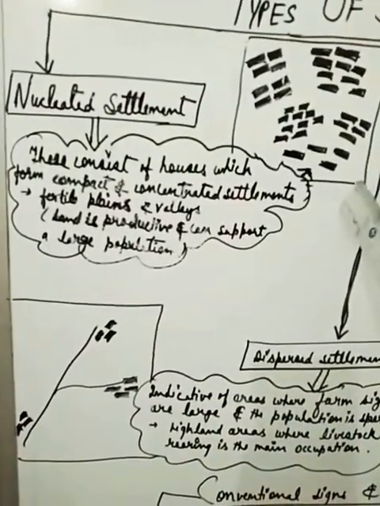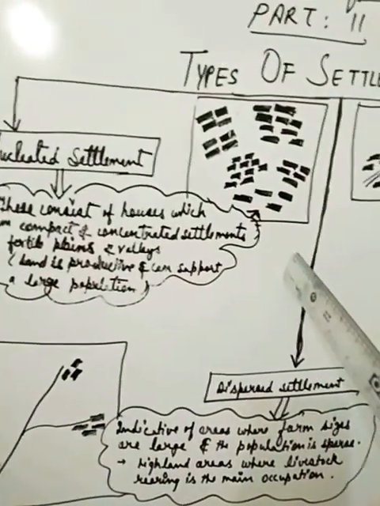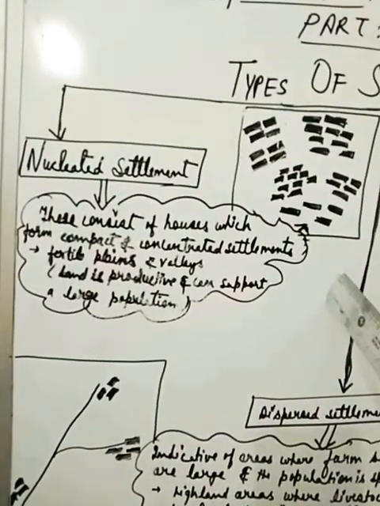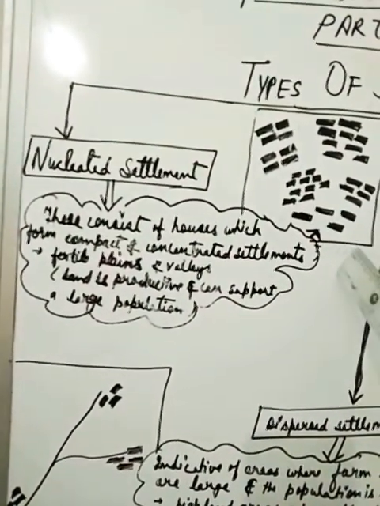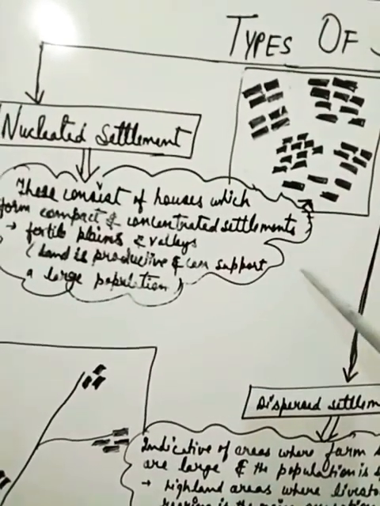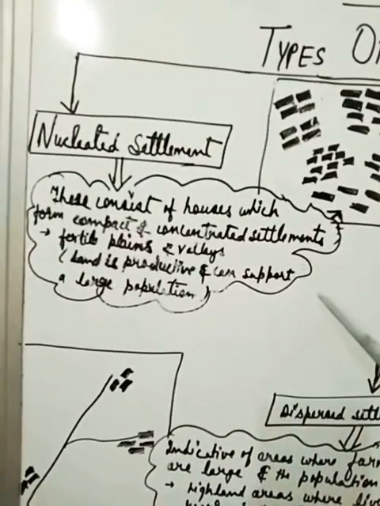Wherever these nucleated settlements are there, you will find fertile plains and valleys, and the land is very productive, and it can also support a large population. As the land is productive, we will have a lot of cultivation, and it will always support a large population. So this is about the nucleated settlement.